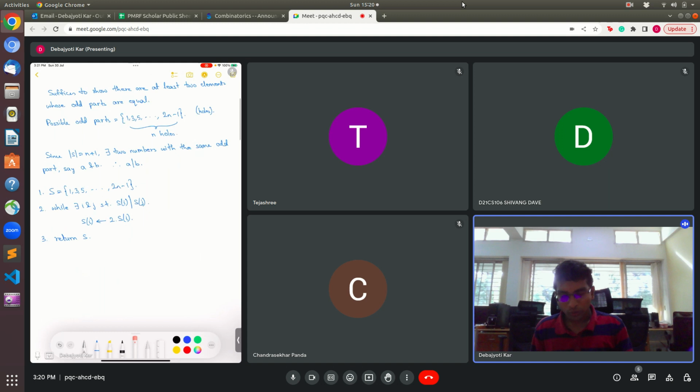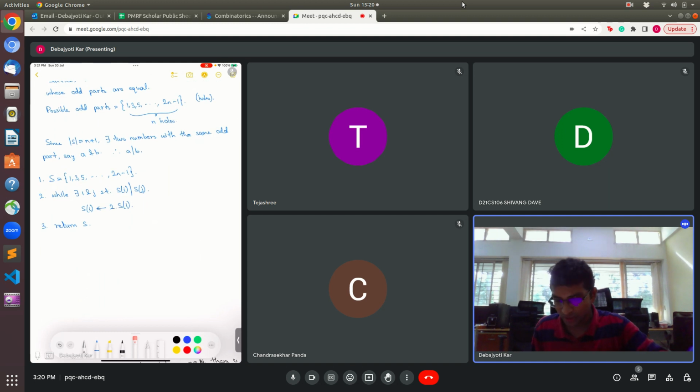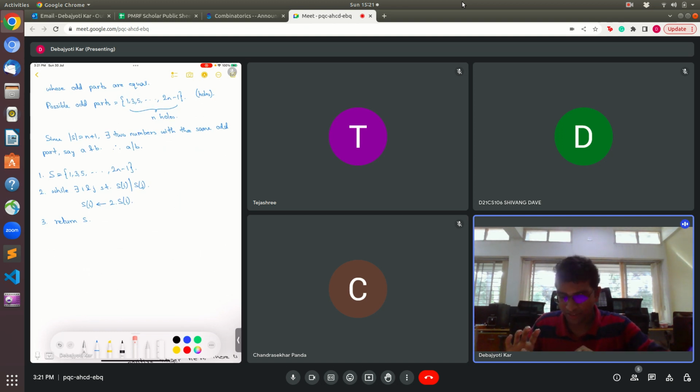So what do we do? We start with this sequence 1, 3, 5 up to 2n minus 1. As long as we get two indices i and j such that some element of this sequence divides some other element, we double the smaller element, and we return this sequence. So we are selecting n elements, and my claim is that these n elements satisfy the property that no two numbers divide each other.